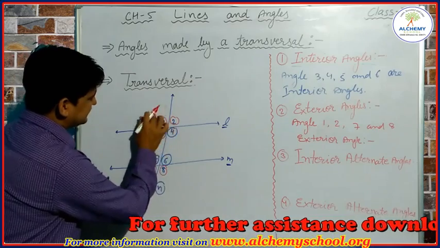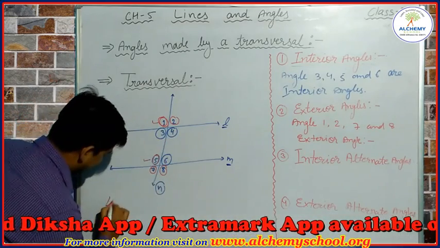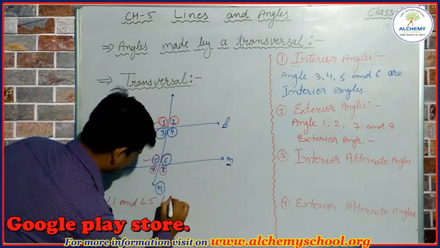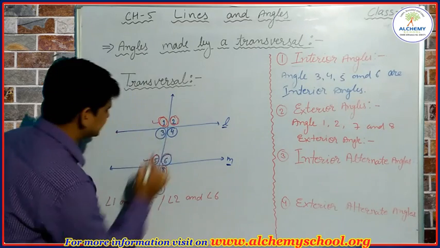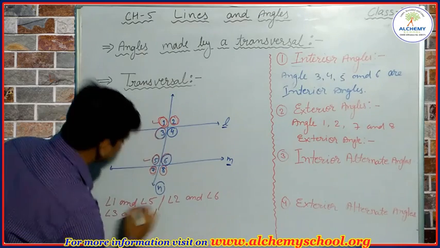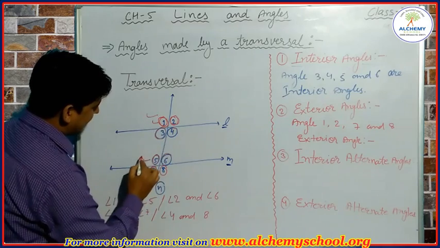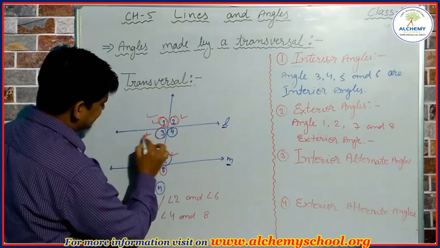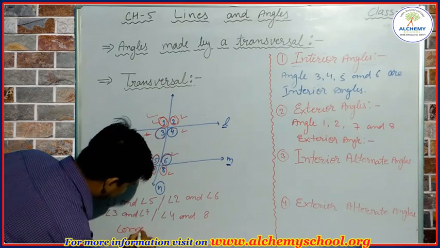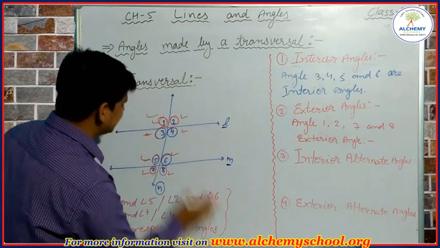Students, when we observe angle 1 and angle 5, the same way angle 2 and angle 6, angle 3 and angle 7, and angle 4 and angle 8, these pairs are called corresponding angles.